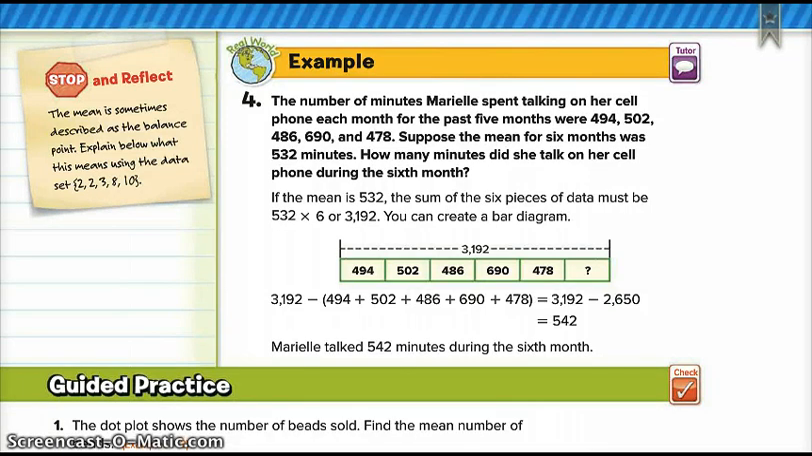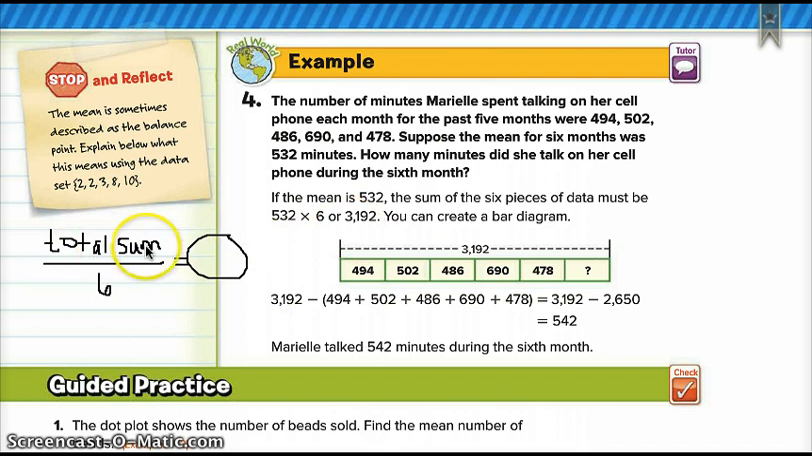So as you saw, it asked you how many minutes did she talk on her cell phone during the 6th month. So they give us data points for 5 months. We have to figure out what the 6th month is equal to. Notice that they give us the mean, and they tell us that the mean is 532 minutes. If we know that we have a total of 6 months, we're going to take that 532 and multiply it times 6, because this is going to have to be our total in order to find the mean. So if you take a look at what I put over here, I put the total sum divided by 6 would get us the mean.